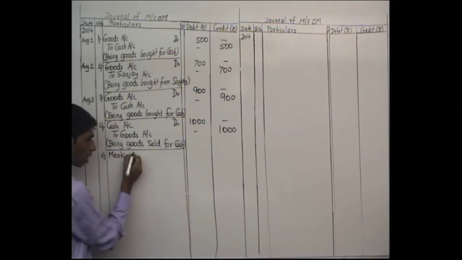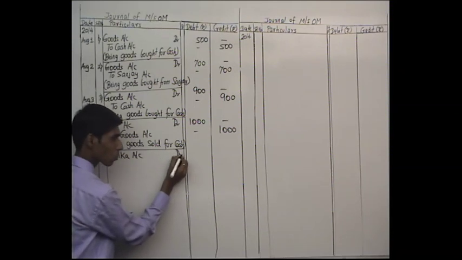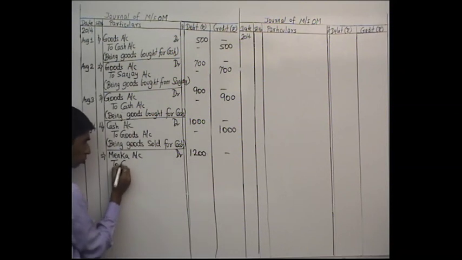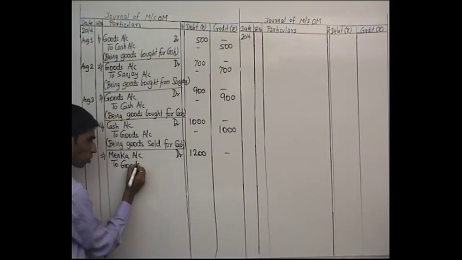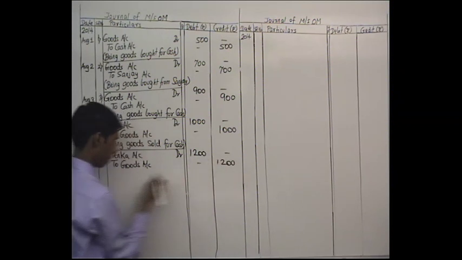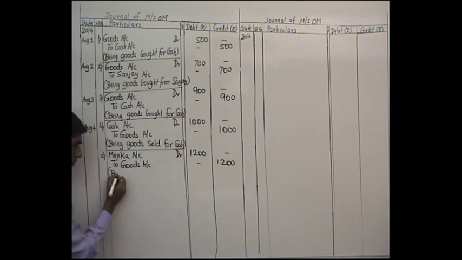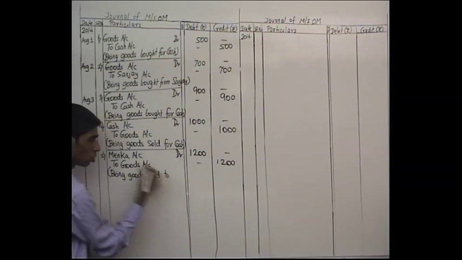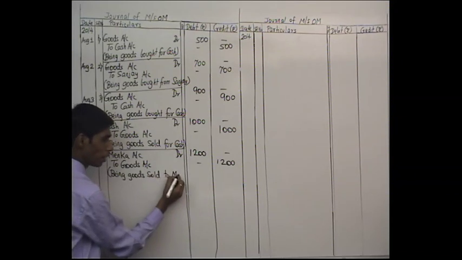Menka account debit 1200 to goods account 1200. Being goods sold to Menka.